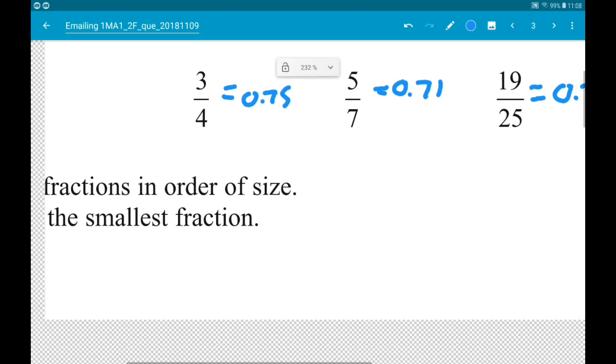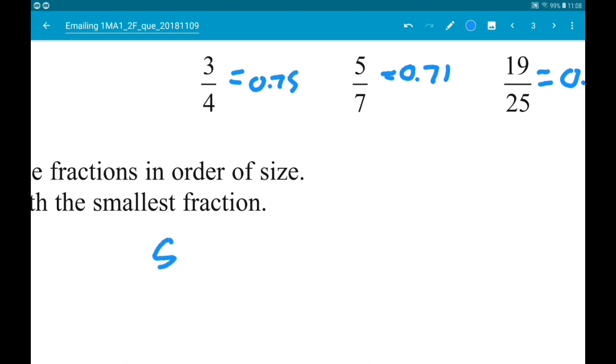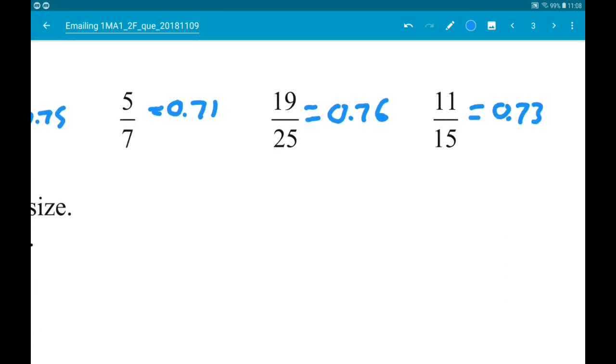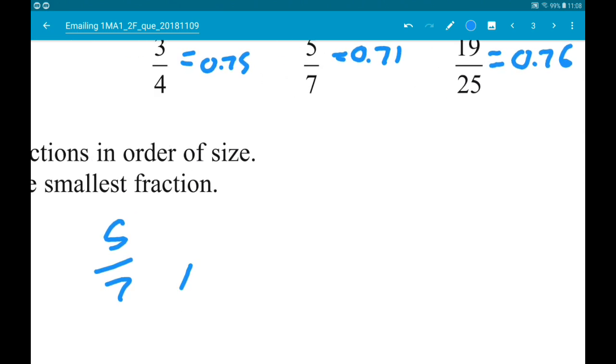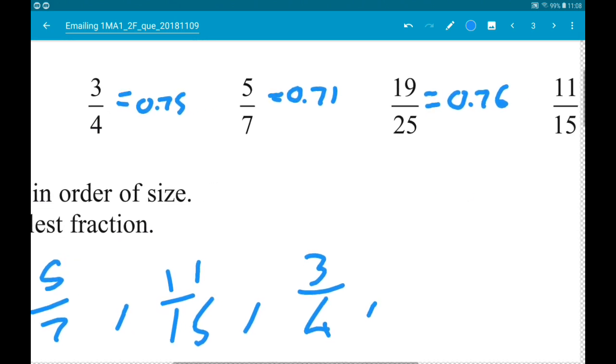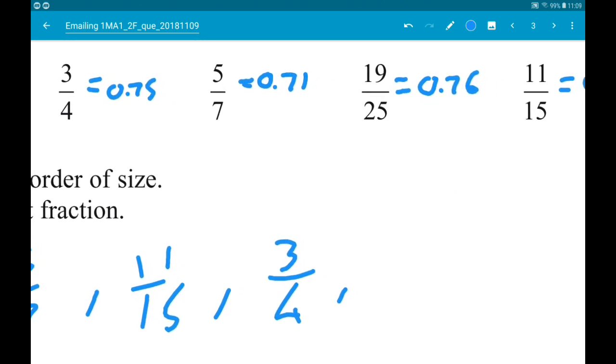Okay. So the smallest then is 5/7. And then it's going to be 11/15. And it's going to be 3/4. And then finally 19/25. Cool.